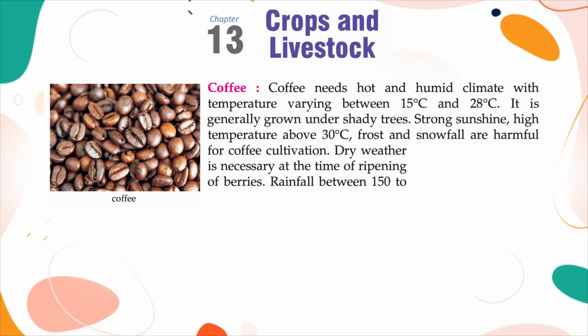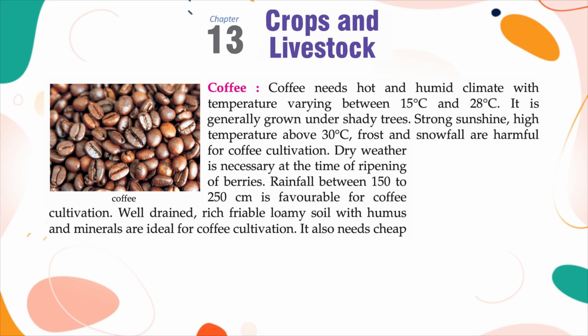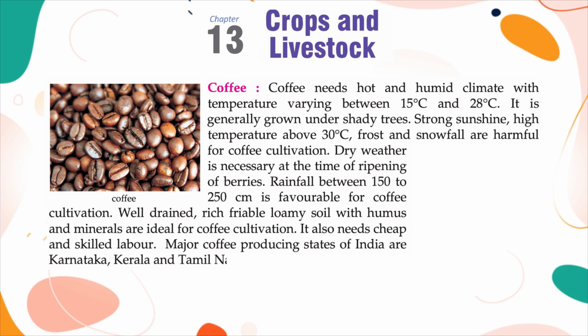Rainfall between 150 to 250 centimeter is favorable for coffee cultivation. Well-drained, rich, friable, loamy soil with humus and minerals are ideal for coffee cultivation. It also needs cheap and skilled labor. Major coffee-producing states of India are Karnataka, Kerala and Tamil Nadu.